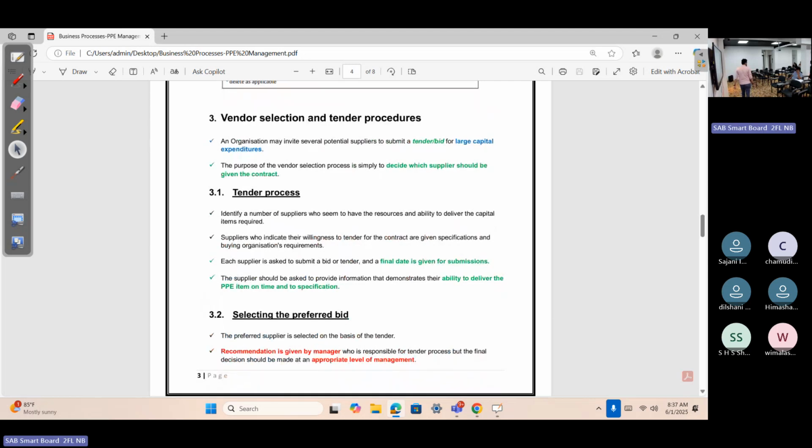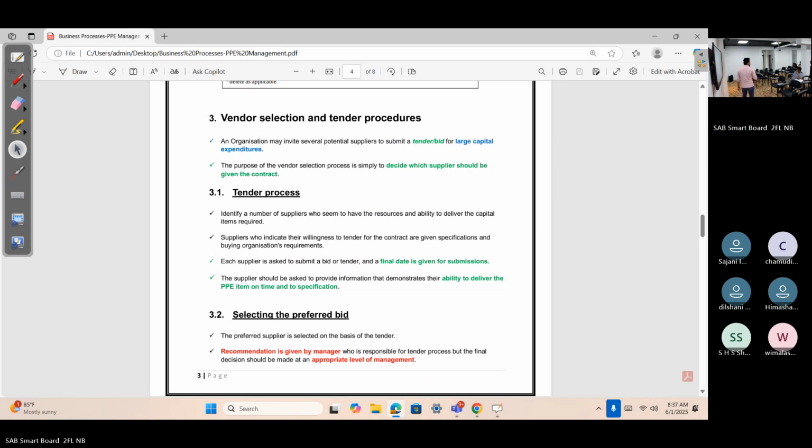Third one, vendor selection. I showed this last class. Sometimes you might have already selected the vendors, and those vendors are in the supplier list. Here we assume that we are going to select new vendors. That also comes under the before-purchasing category. So here we are selecting vendors for PP purchase, basically large items.